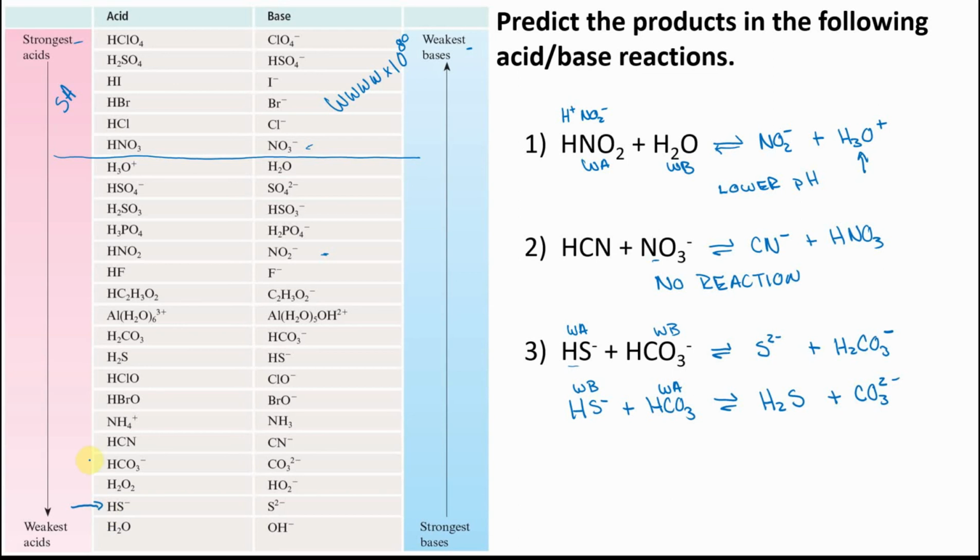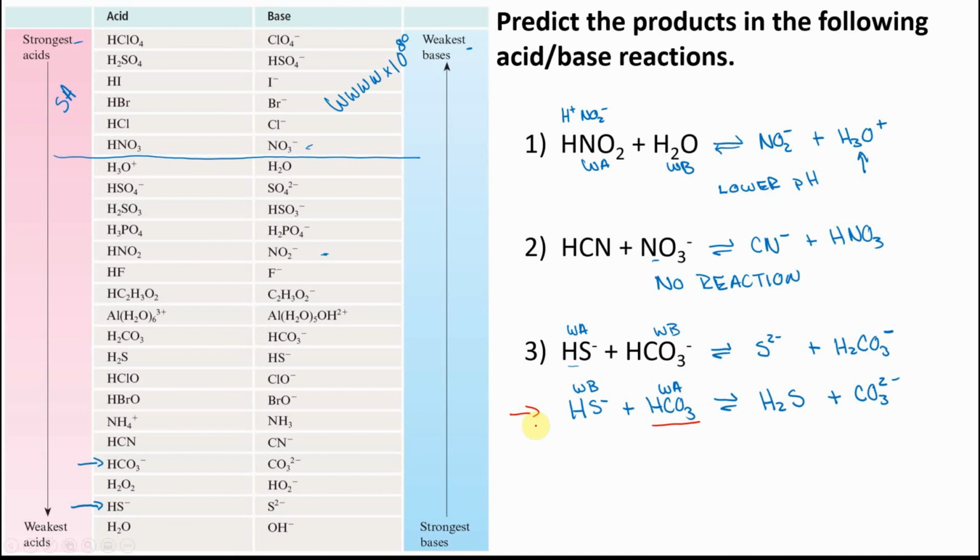My HCO3 minus, well, this is just above. It's a couple above my HS minus. So that means that my HCO3 minus is actually my stronger of the two. So this is my stronger of the weak acids. That means this reaction is the more likely.